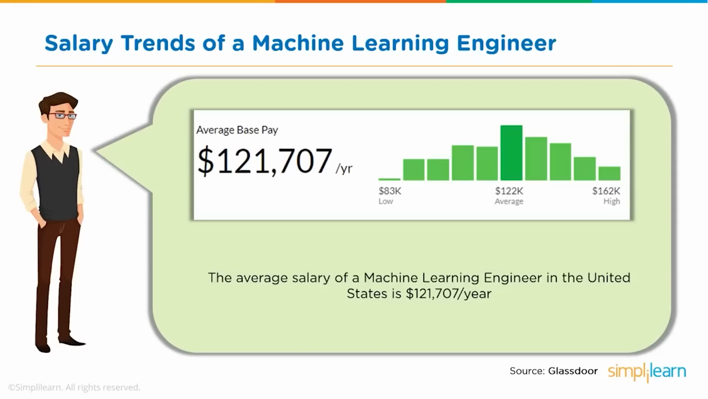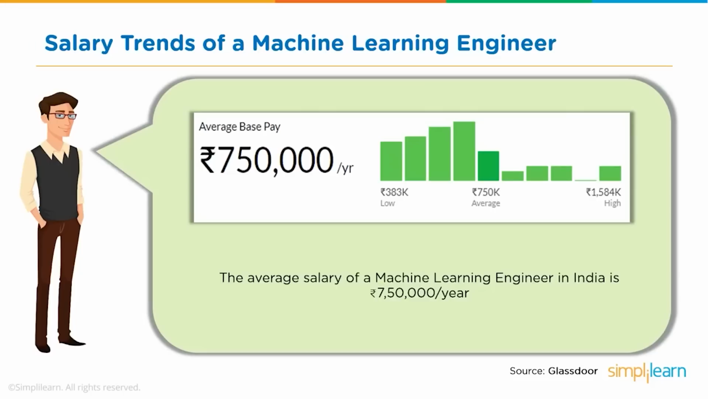The average salary of a machine learning engineer in the United States is $121,707 per year. And if we skip over to India, the average salary of a machine learning engineer in India is $750,000 per year, $750K in Indian standards, and it ranges from the lower 383K to 1584K. It's important to note that one of the interesting things is in India, if you're coming in as an apprentice, you have a lot more room to breathe there, and there's more jobs available. Whereas in the US, it's a little harder to get in at the beginning, but once you get your foot in the door, your salary just shoots up into the upper end.